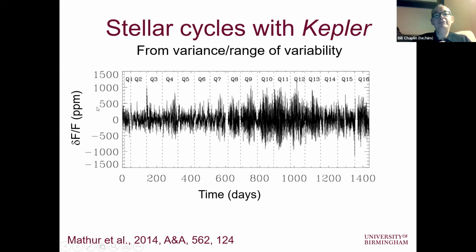Okay, so here again, this is the fractional variability as a function of time, averaging out the rotation period, and you can see evidence of stellar cycles in these stars. So that's one way of getting a handle on stellar cycle variability from the impact of spots, other active features on the surface of the star.